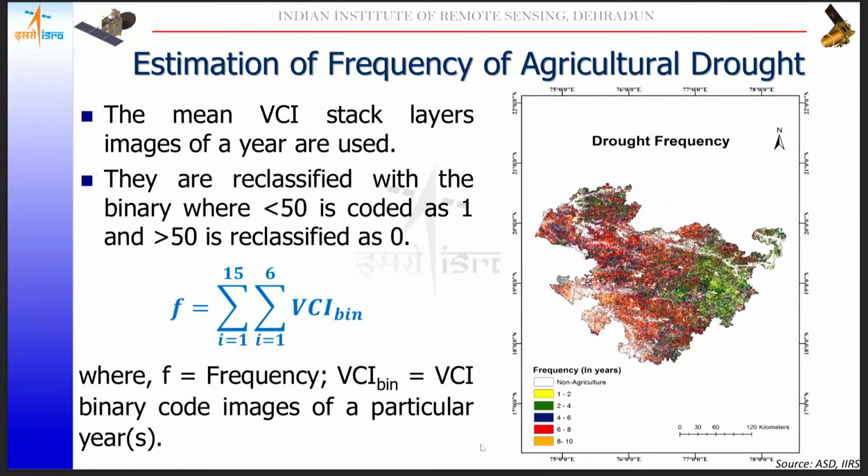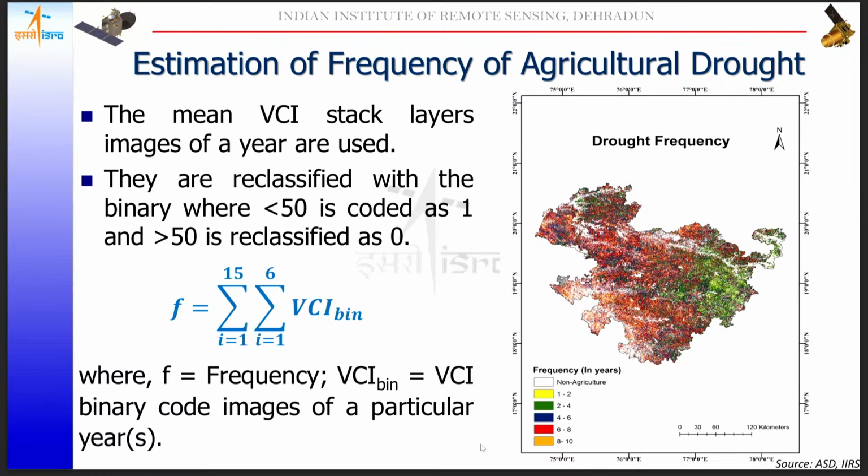As a follow-up of this same analysis, we estimated the frequency of agriculture drought, meaning how frequently the drought may recur in the same area. We did this using the same binary VCI data sets, integrating the 15-year data set from 2001 to 2015, analyzing its frequency and converting this information into the time domain. As you can see in this image of the Marathwada drought frequency, red defines 6 to 8 times and dark yellow defines 8 to 10 times.